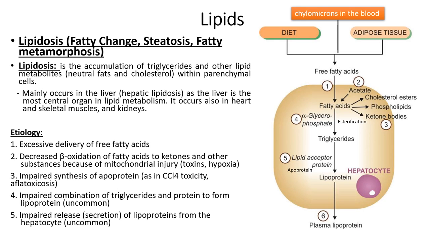This is very important. And then what happens, there is a lipid acceptor protein or apoprotein. This will bind the protein to triglyceride to make lipoprotein. And then lipoprotein goes to the circulation and then goes to the organs that need that. So this is the mechanism, or the pathway, of lipid metabolism in hepatocytes.